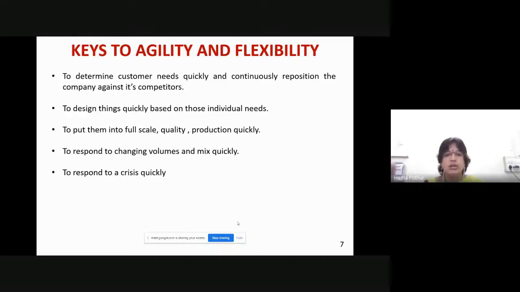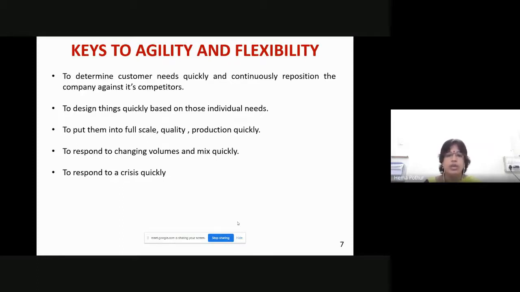You cannot have one single customized product for each and every customer. By and large, take all the needs of the customer and identify them in groups, so that a particular group performs the required need-based function and satisfies the needs of customers falling under one particular category. Then put all of them into a larger scale, quality and production quickly.